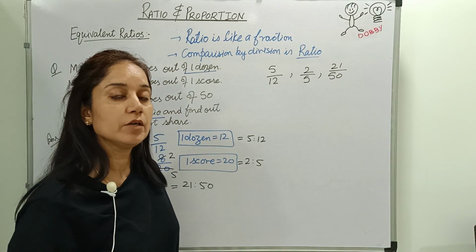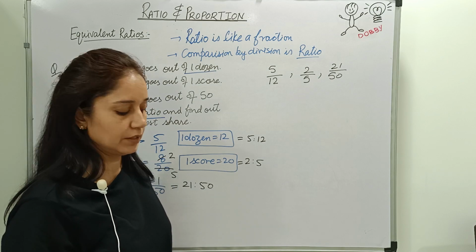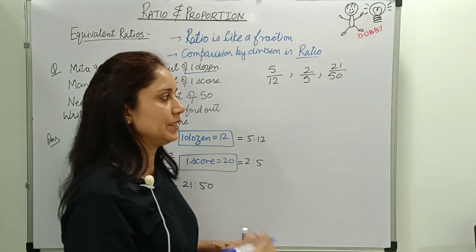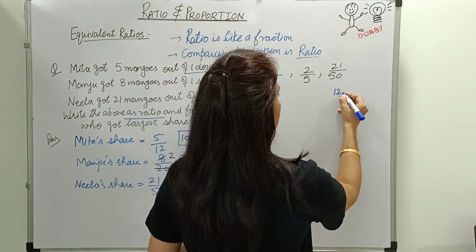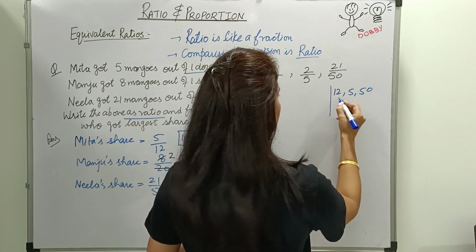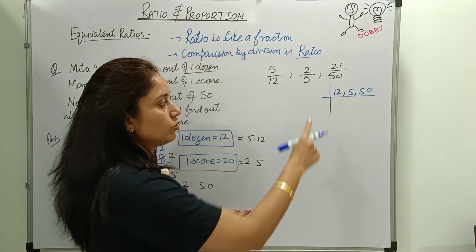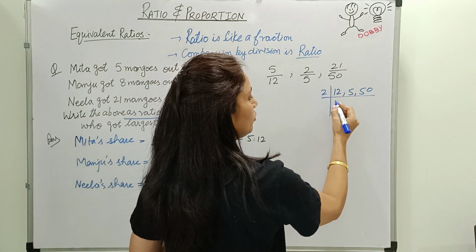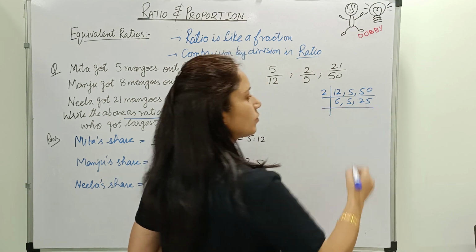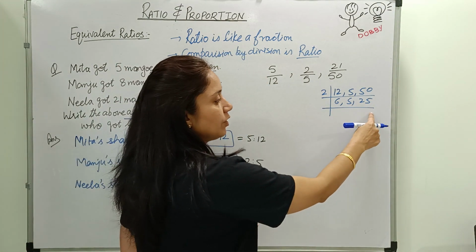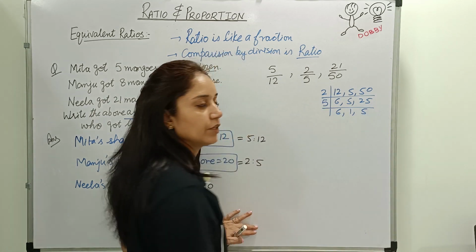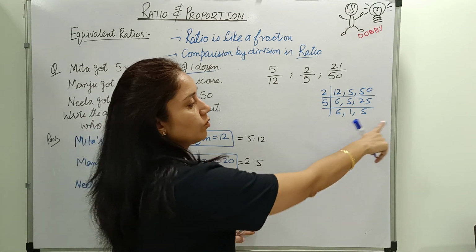Now how to compare? Two methods are there. First, the LCM method. Second, cross multiplication. Here you have three fractions, so the LCM method will work. LCM of 12, 5 and 50. Common table: 12 and 50, two numbers are divisible by 2. 2 sixes are 12, 5 as it is, and here 25. Now which common table will work? 5 and 25 are divisible by 5. 6 as it is, 5 ones are 5, 5 fives are 25. Right? Now, shape of L.